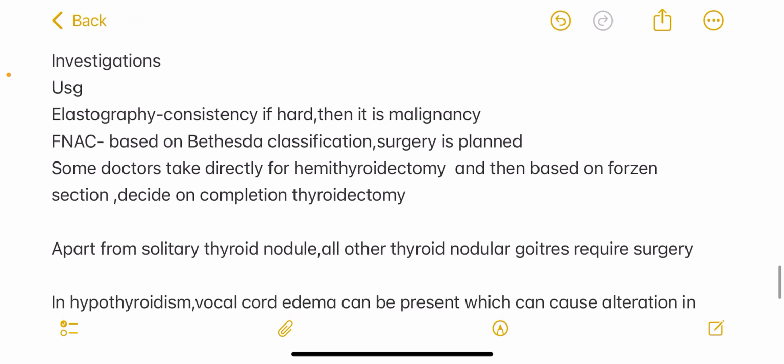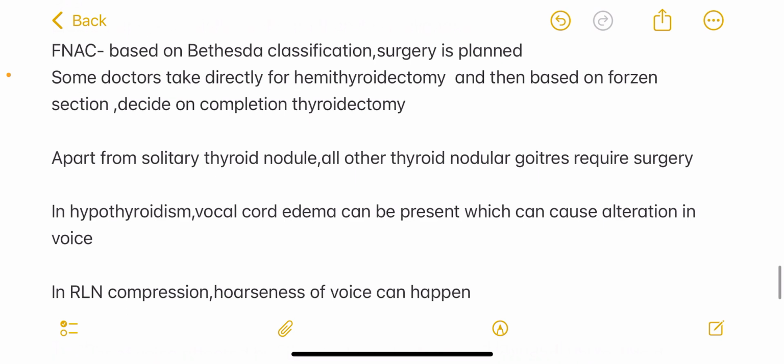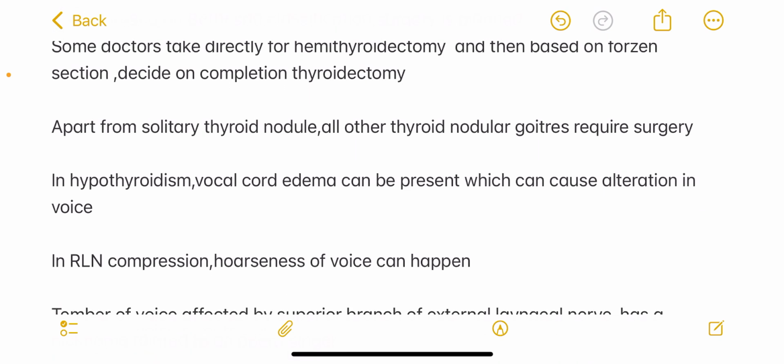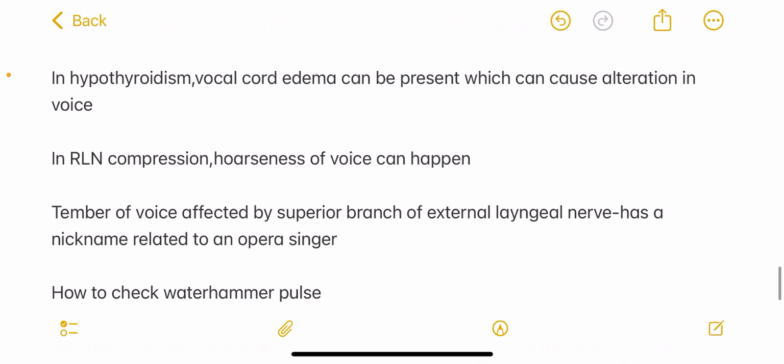In hypothyroidism, there can be vocal cord edema which can cause alteration in the voice. And in recurrent laryngeal nerve compression, hoarseness of the voice can be present. So tempo of the voice is affected by the external branch of the superior laryngeal nerve. It has a nickname related to an opera singer, because the person had lost their job because of the loss of the tempo in the voice.